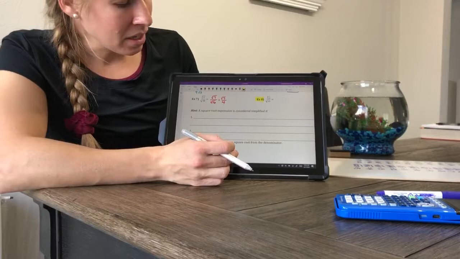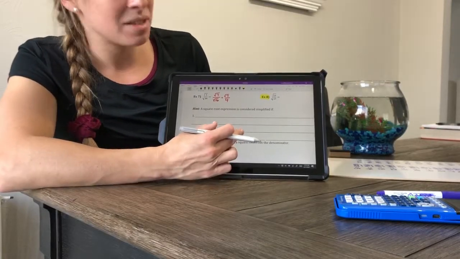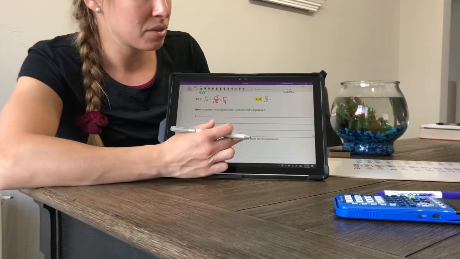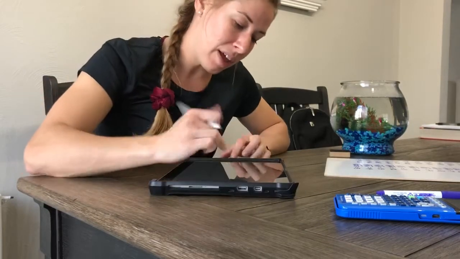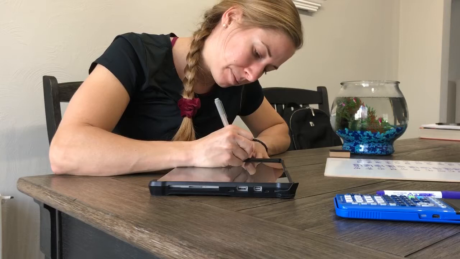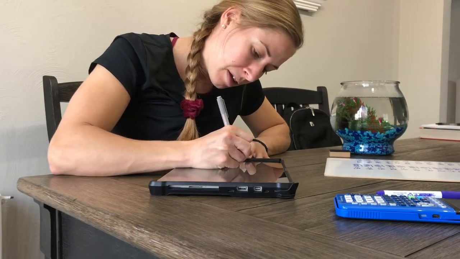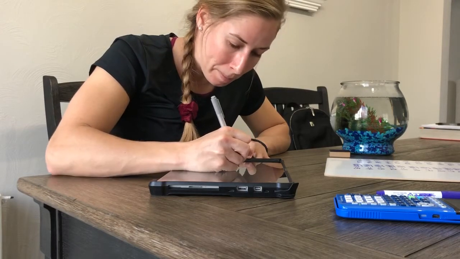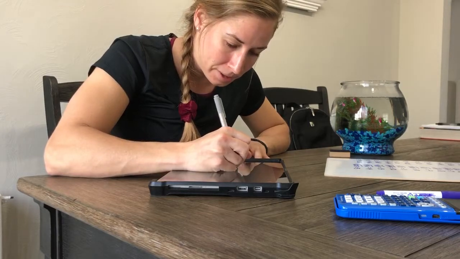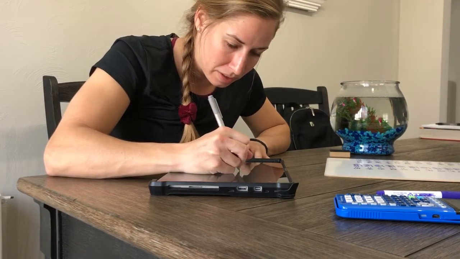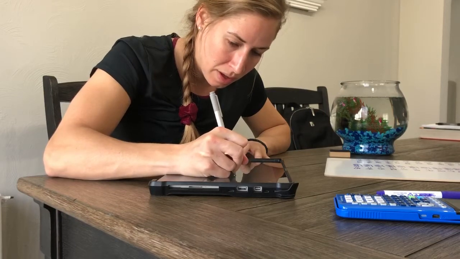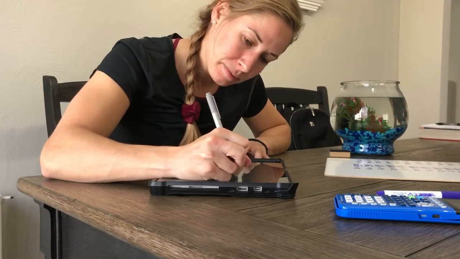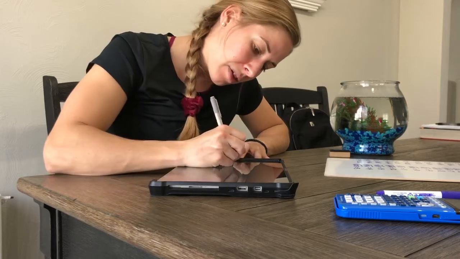Moving on. A square root expression is considered simplified if. So this is what you're looking for to make sure that your square root expression is simplified. So if there are no other perfect square factors other than 1.